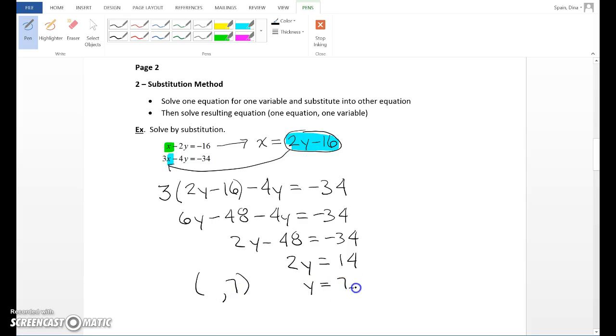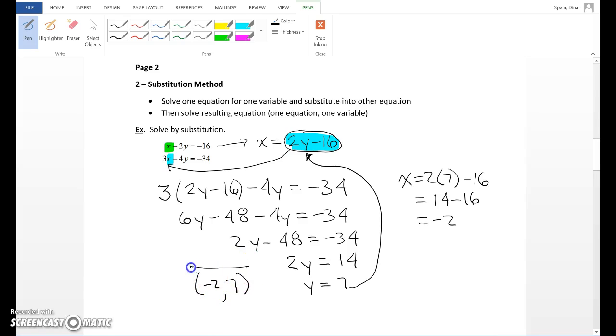Now to get x, you can find out what x is right here, or again, you can plug it into one of the original equations. It doesn't matter. Let's see what x is going to be. x equals 2 times 7 minus 16. 14 minus 16 is a negative 2. So you're going to want to write your answers as ordered pairs. This is x over here. Yeah, write your answers as ordered pairs.